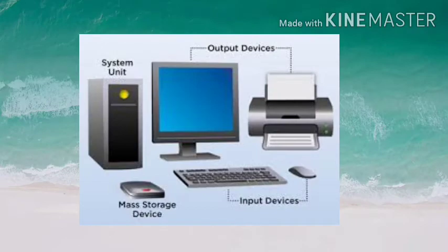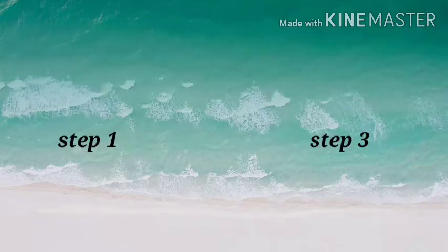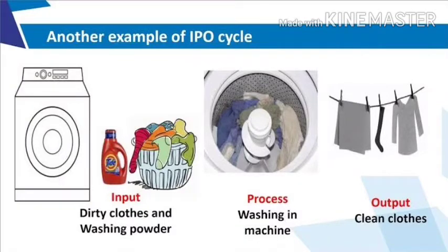So these parts of a computer do different tasks. To do any work on a computer, we have to follow these three simple steps. Step 1, input. Step 2, process. And step 3, output. This is called an IPO cycle.